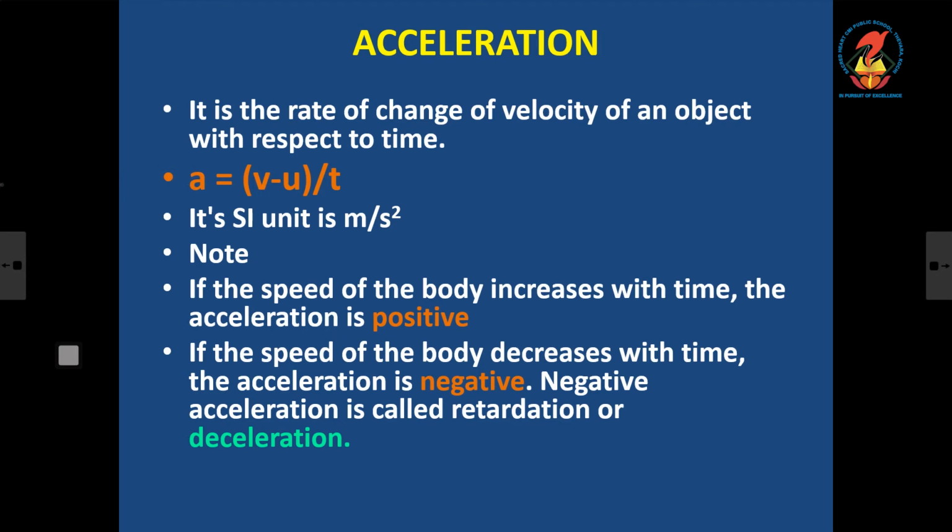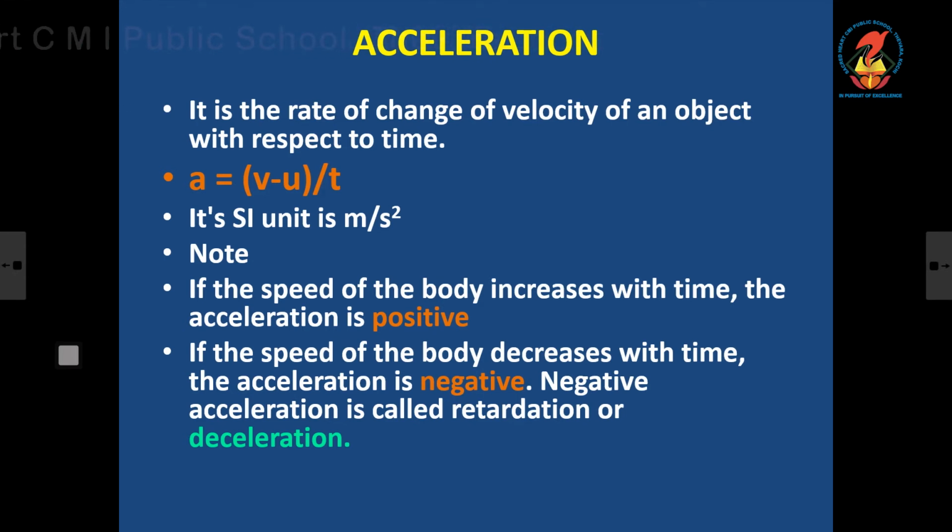So a is equal to v minus u divided by t, and the SI unit is meter per second square. What is v here? Final velocity. What is u? Initial velocity. t is time. So a is equal to (v minus u) by t. SI unit is meter per second square.